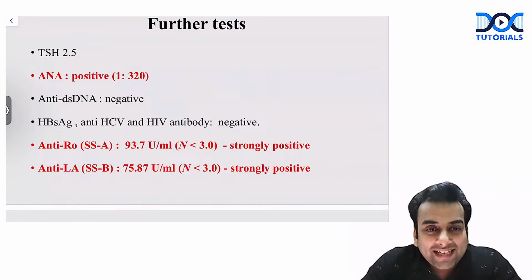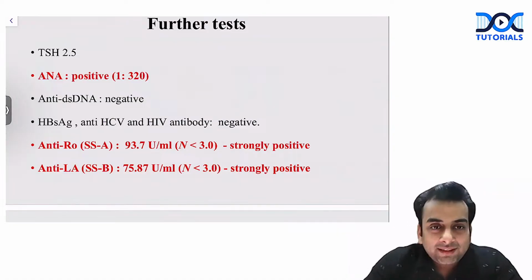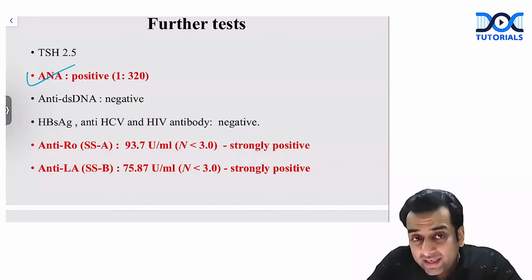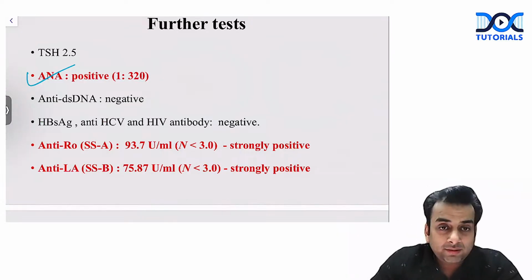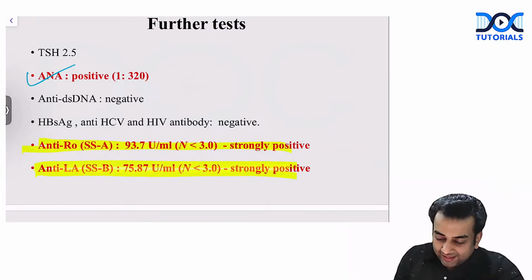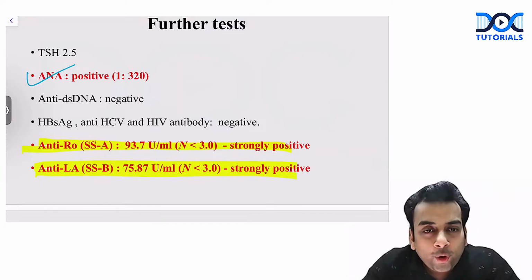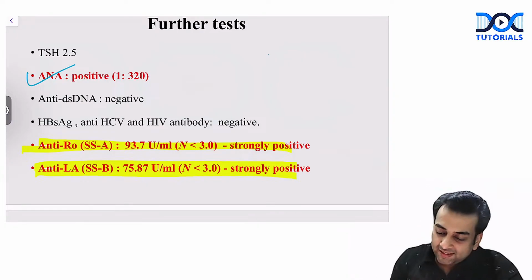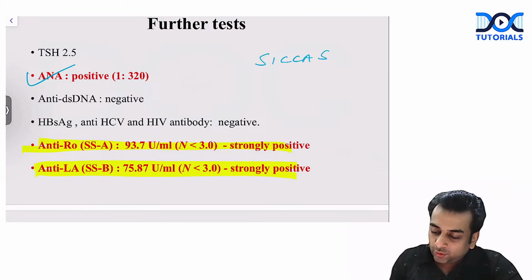And as soon as I sent ANA, it turned out to be strongly positive. The anti-dsDNA was negative, so it was not an SLE. The viral serology was negative. And yes, you had the anti-Ro, that is SSA, and the anti-La, SSB, which were strongly positive. And now you know this was nothing else but Sjogren syndrome, previously known as Sicca syndrome.